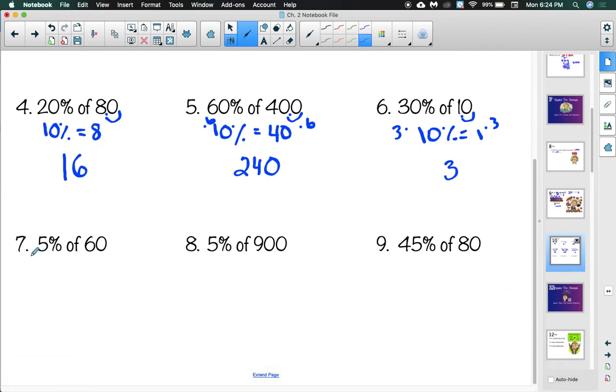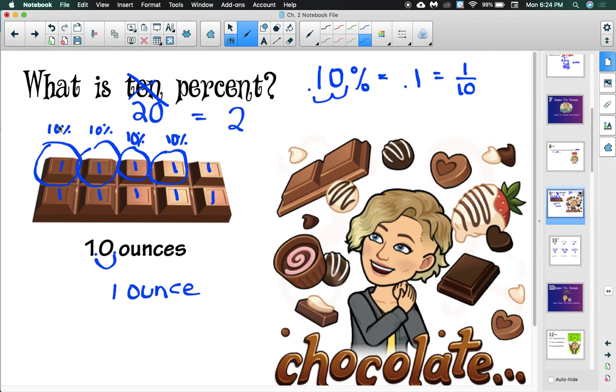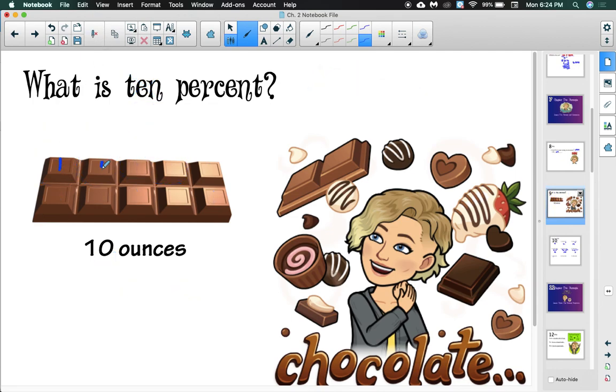And we change the game a little bit here. We got a 5%. Let's think about that for a second. Let's go back to the chocolate problem. If we know 10%, how can we find 5%? Well, remember, each of these was 1. There are 10 of them. So 10% was just one of those chunks.